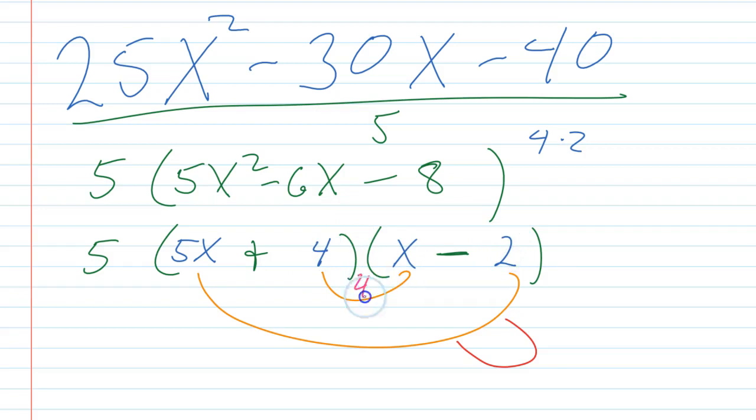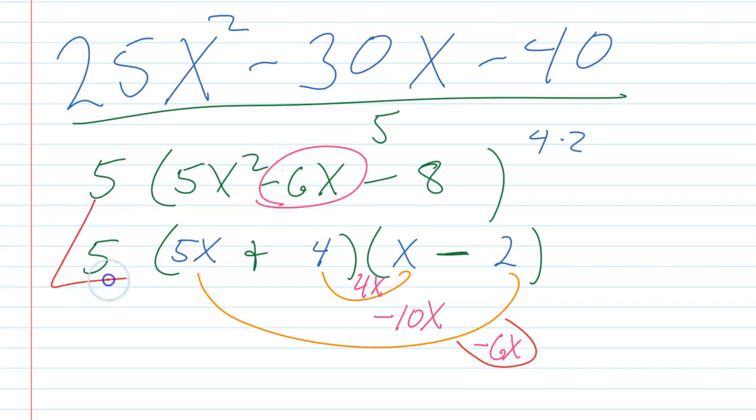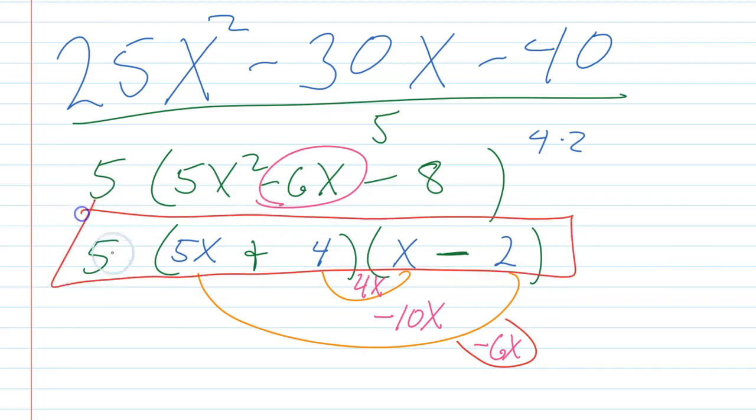Then we check. That gives me 4x minus 10x, which gives me negative 6x. We check the middle term. Yep, negative 6x works, and we have our answer. Don't forget to include the GCF as part of your answer.